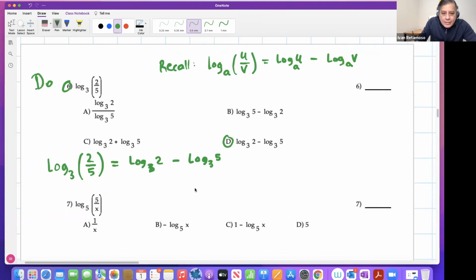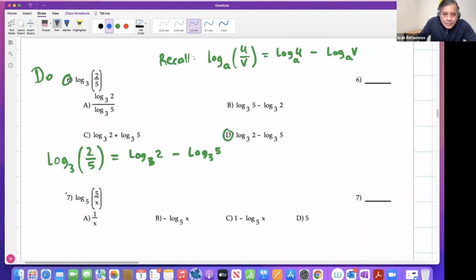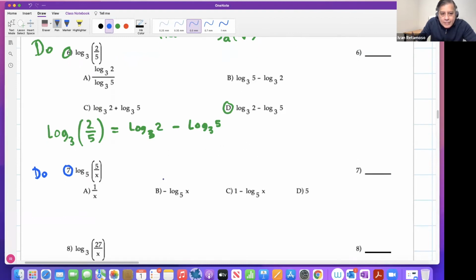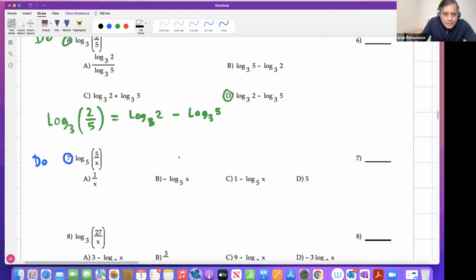Very good. Can you try number 7? Number 7, you will have to simplify. So try this, guys. Again, hint: log base b of x is a quotient.